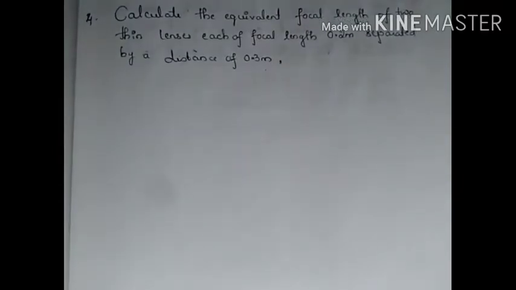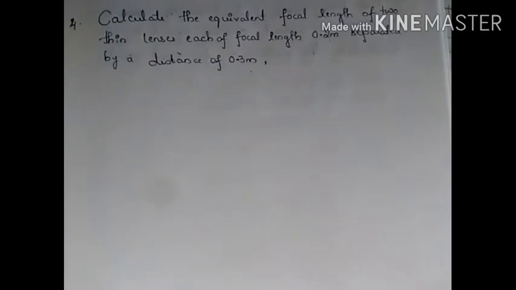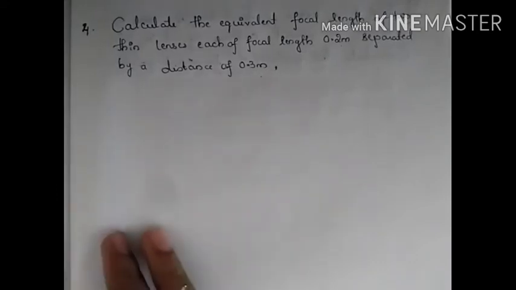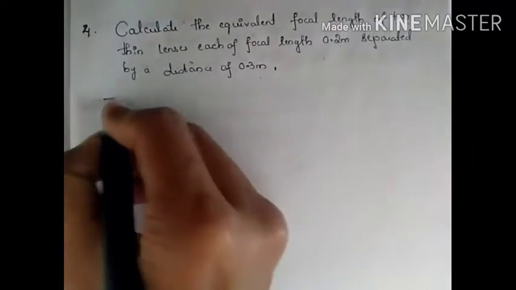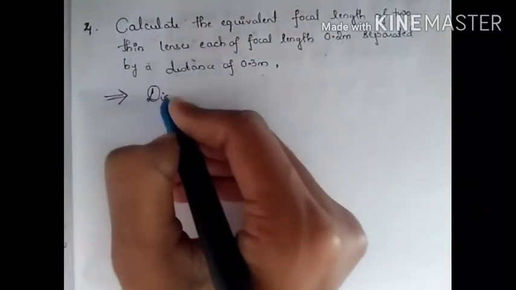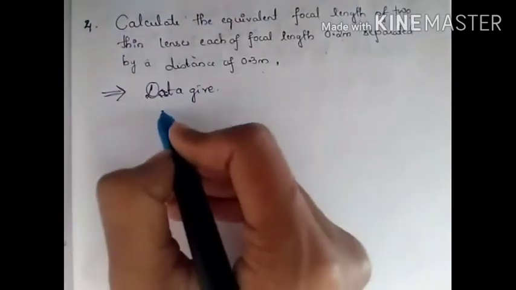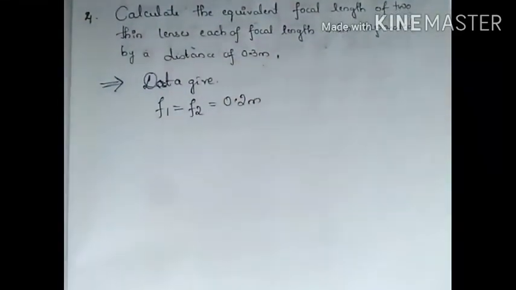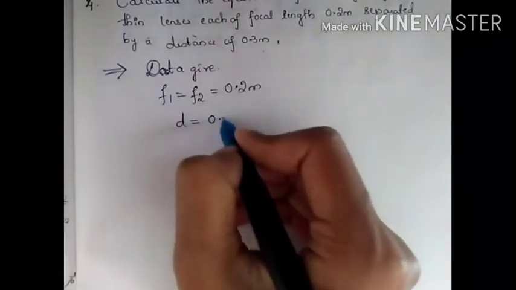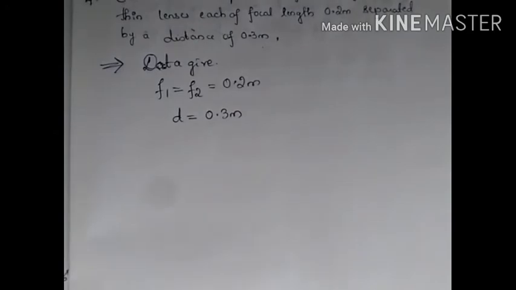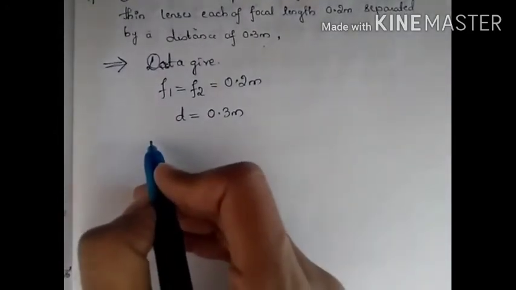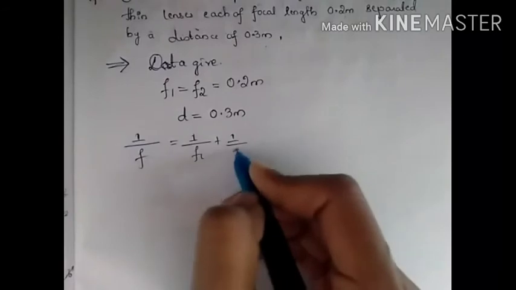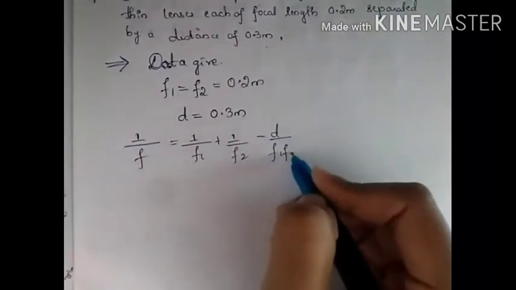So here again the focal length of the two lenses is the same, that is 0.2 meters or 20 centimeter. For this system you have to find the equivalent focal length. So the data given is f1 is equal to f2 is equal to 0.2 meters, and d is 0.3 meters. So for this we have to find the equivalent focal length. The equivalent focal length for the system can be written as 1 by f is equal to 1 by f1 plus 1 by f2 minus d by f1 f2.